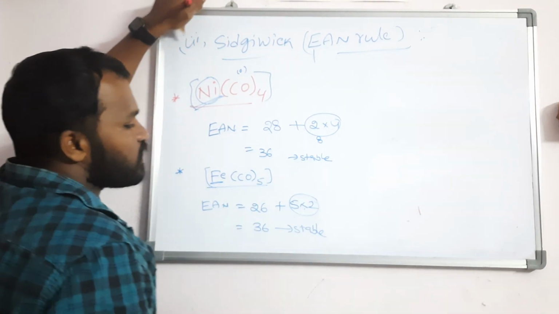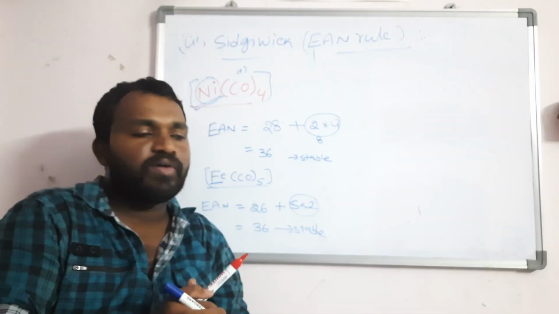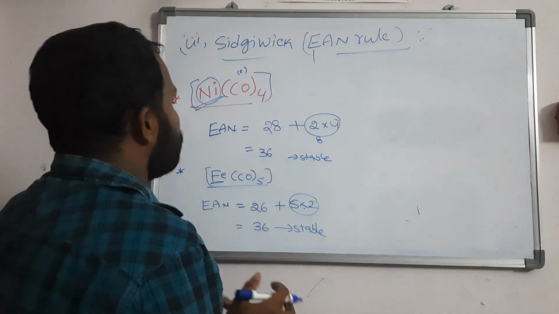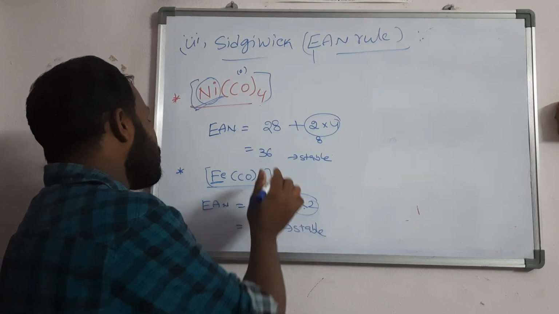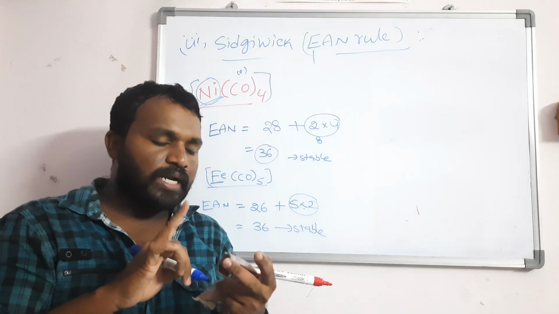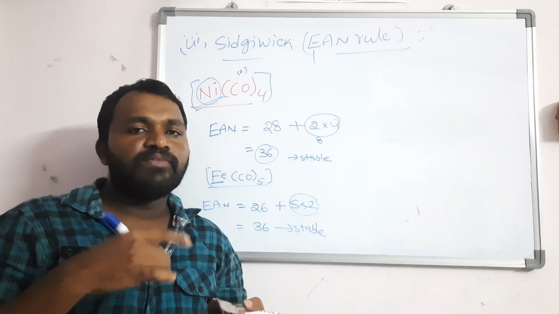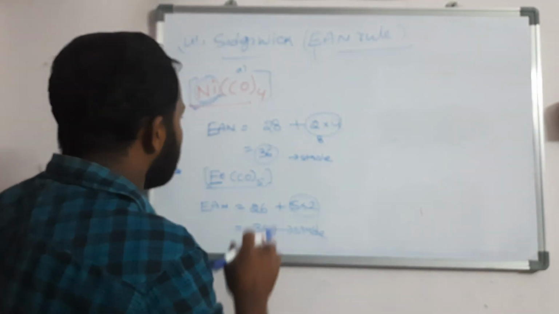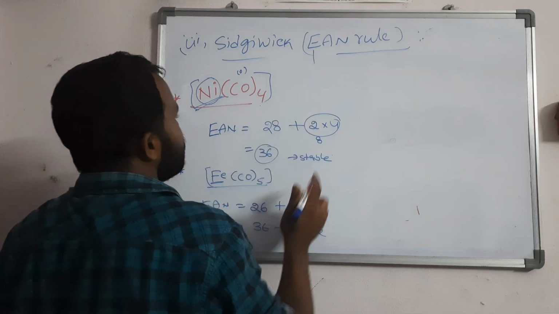Otherwise, sometimes they will ask the question like this. They will give different examples and ask which of the following obeys the EAN rule. Which of the following obeys the EAN rule means which of the following gives 36, 18, 54, or 86. That number is stable, so that obeys the EAN rule.